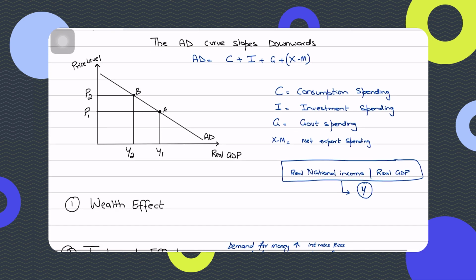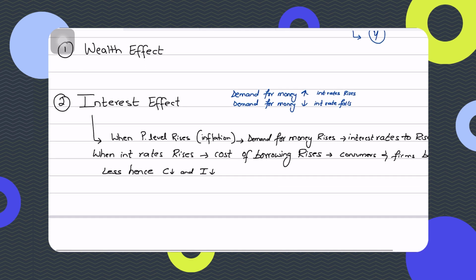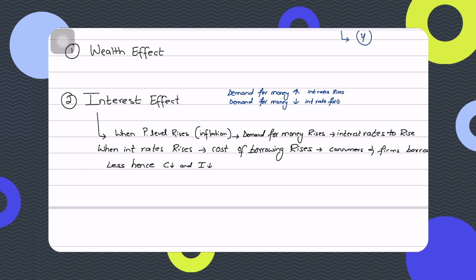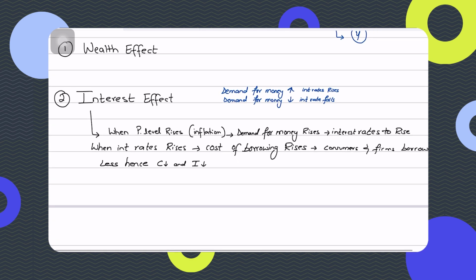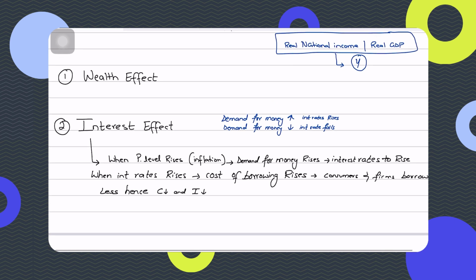Now guys, the second factor that we will consider is the interest effect, I mean the interest rate effect. And before understanding the interest rate effect, we study the concept of interest rates. Now banks basically charge interest, right? They charge interest rates. And who borrows money? We borrow money. We, as in individuals and consumers, and also firms.